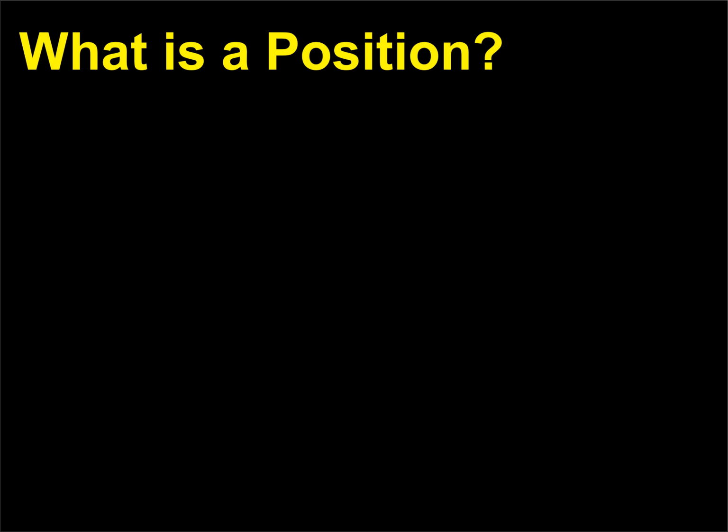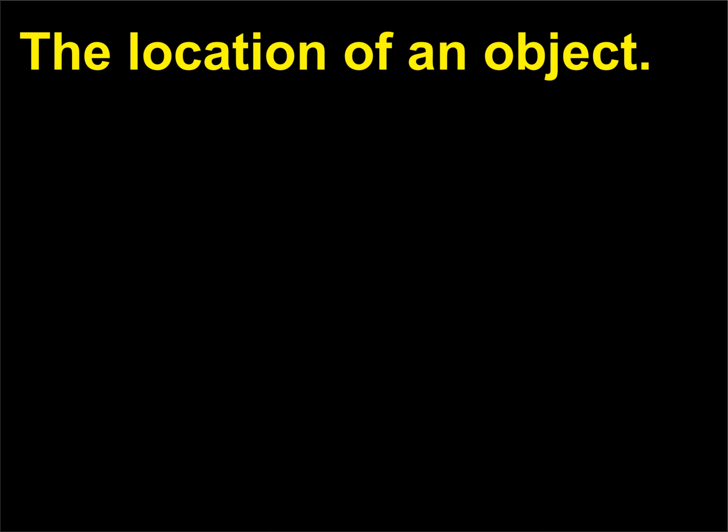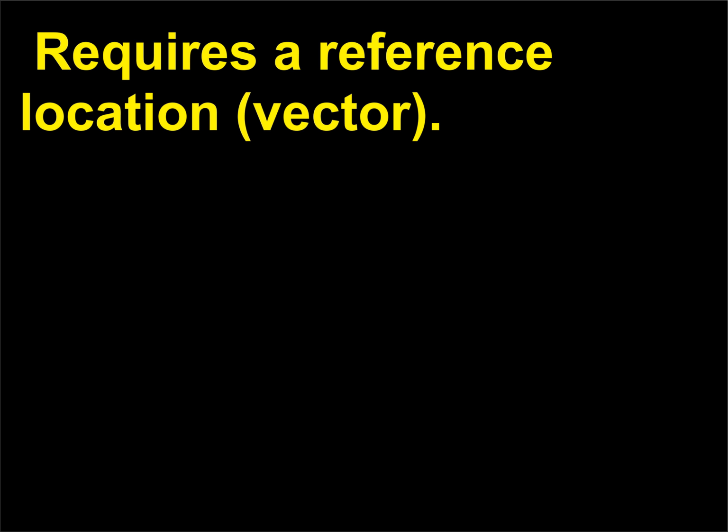What is a position? The location of an object. It requires a reference location, a vector.